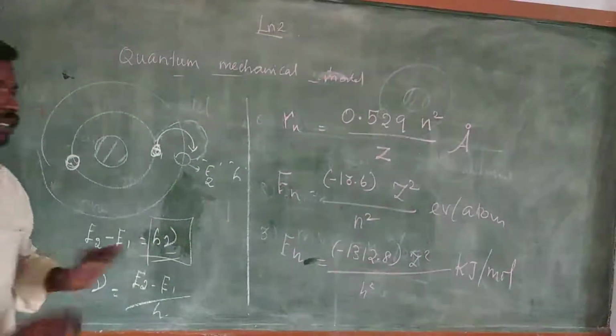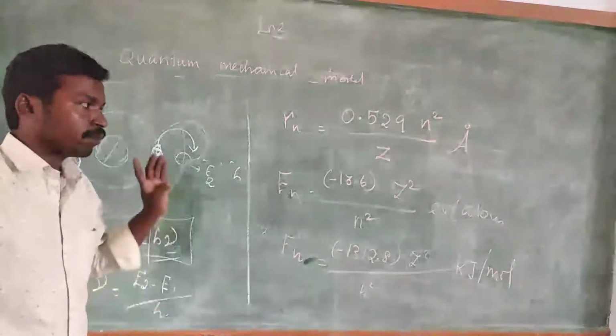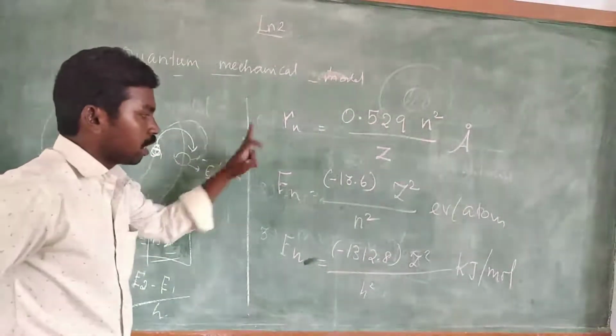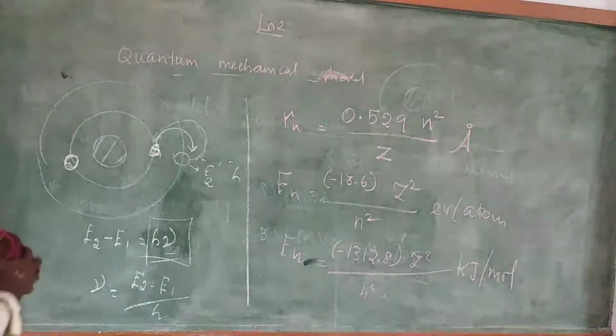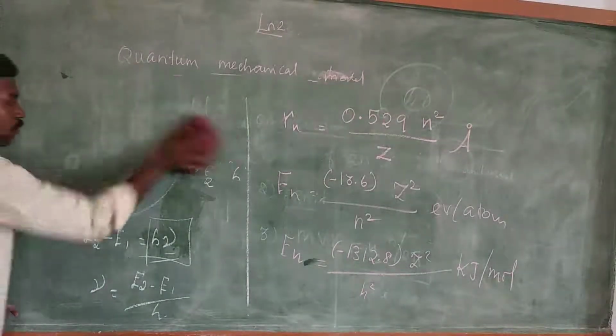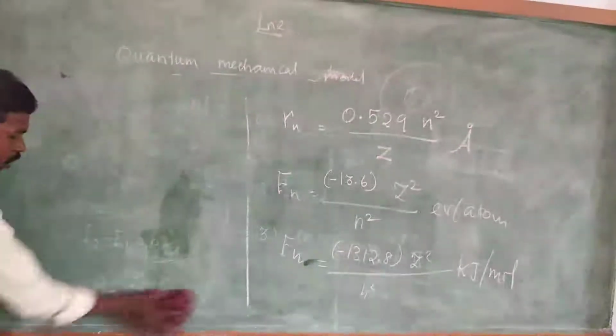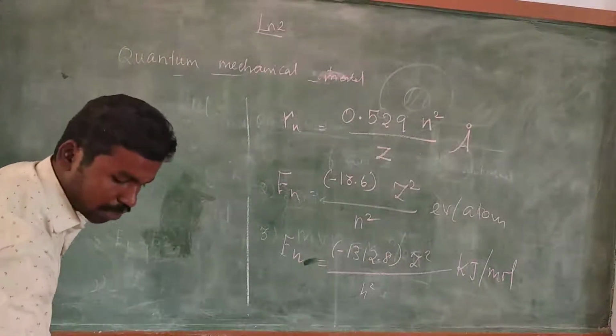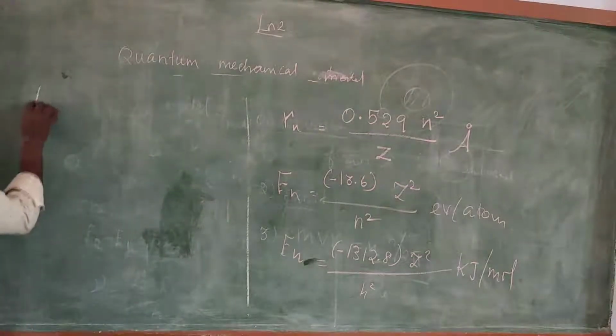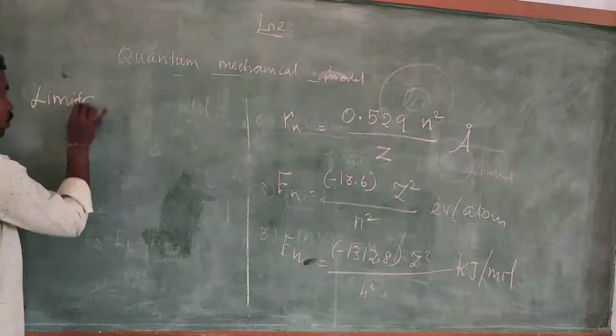Okay, so with this Niels Bohr atomic model over, 4 observations we have seen, then radius and energy we have seen. And now we are going to see about the limitations of Niels Bohr atomic model. This is also a very important 3-mark question. What are the limitations of Niels Bohr atomic model?